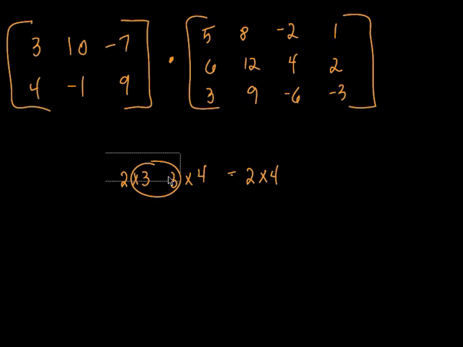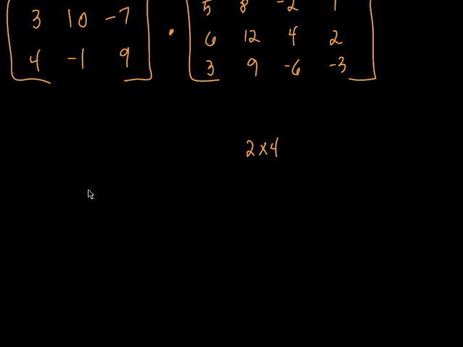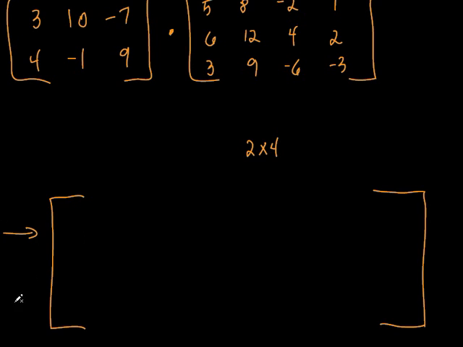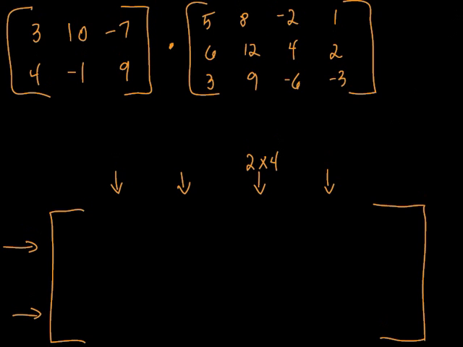Okay? Since I know it's going to be a 2 by 4, I'm going to kind of write it like this. So it's going to be 2 rows and 4 columns. I'm going to give myself a lot of room. Okay? Get a big old matrix. So look at this. It's going to be 2 rows and 4 columns. So it'll be 1, 2, 3, 4. Does that make sense at all so far?